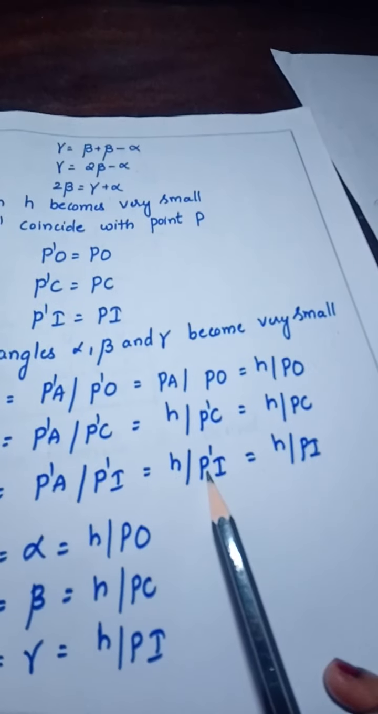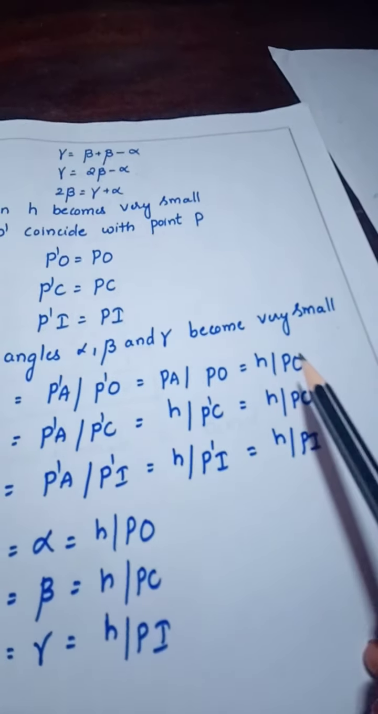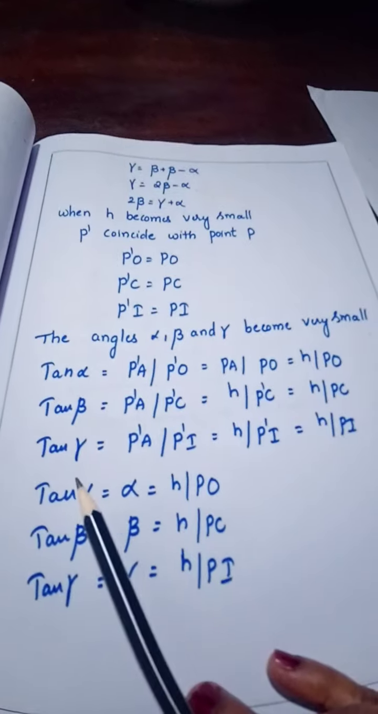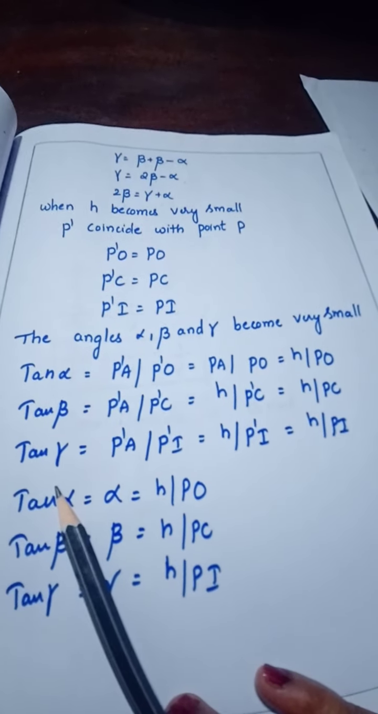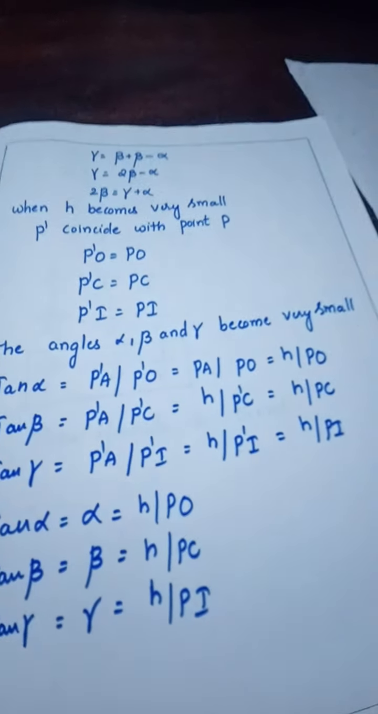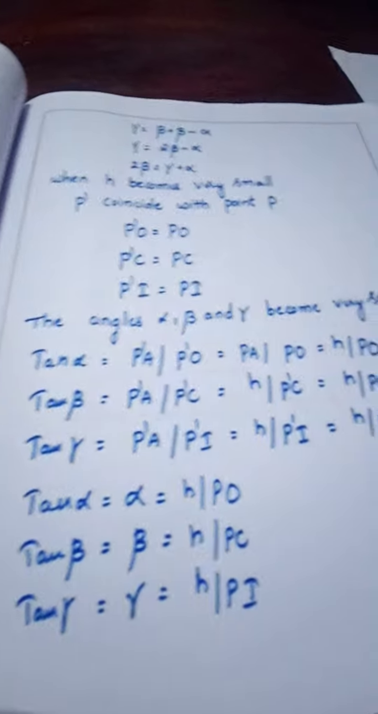P dash is also considered as P only because of the very small distance. So H by PO, H by PC, H by PI. These are the trigonometric angles. What is tan? Tan is nothing but a trigonometric ratio. The formula is opposite side by adjacent side in a 90 degree right angle triangle.